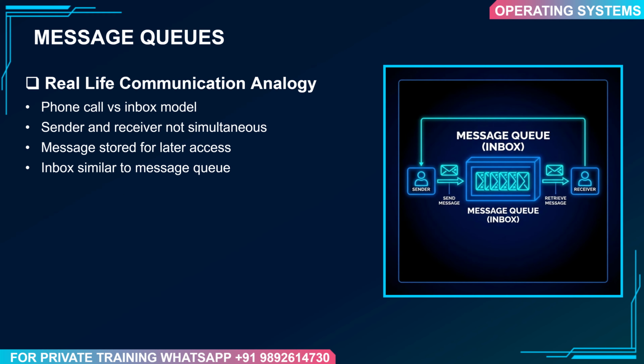Think about how people communicate when they are not in the same room. One option is a phone call, where both people must be present at the same time. Another option is leaving a voicemail or a message in an inbox. The sender leaves a message and goes away. The receiver can come later, check the inbox, and read the message when ready. Message queues work very much like that inbox model inside an operating system.